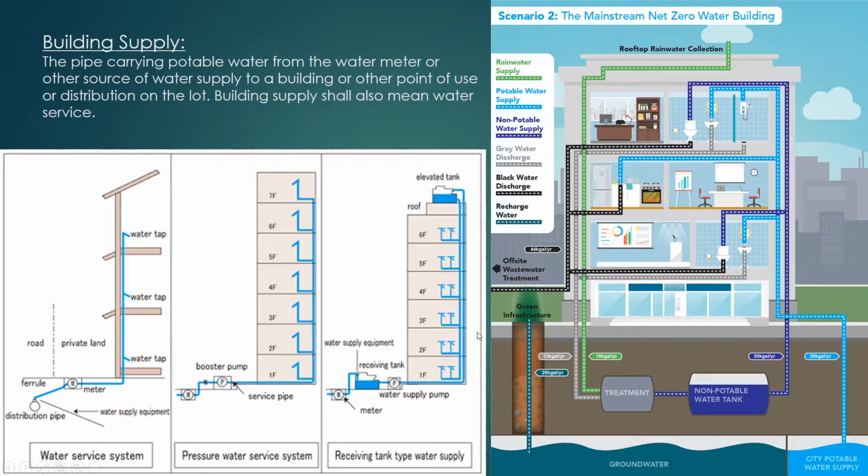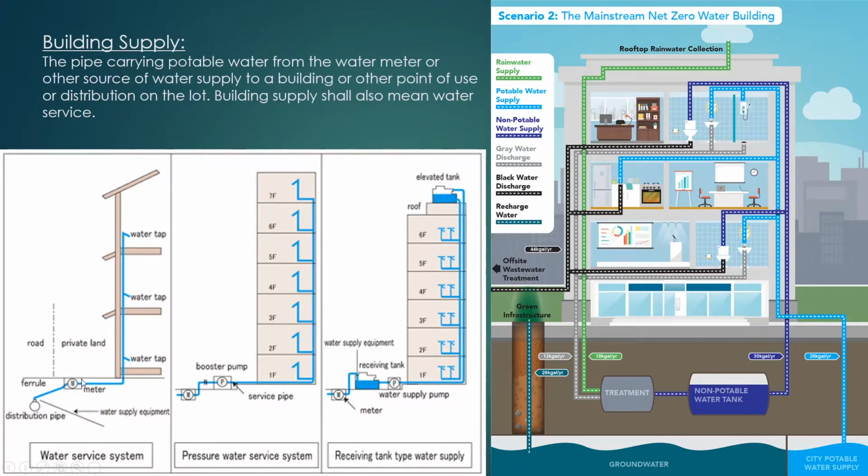Next is building supply. This is the pipe that carries potable water from the water meter to other sources of water supply to a building or other point of use or distribution on the lot. Building supply shall also mean water service. Your water will come from a utility company, and they have pipes underneath the ground. In typical neighborhoods, they'll have distribution pipes underneath the roads, and then they'll tie water into the water meter here for the building.